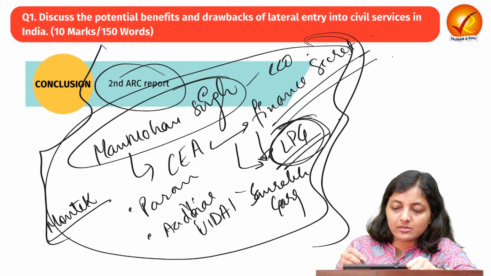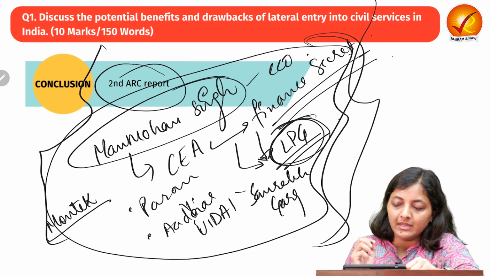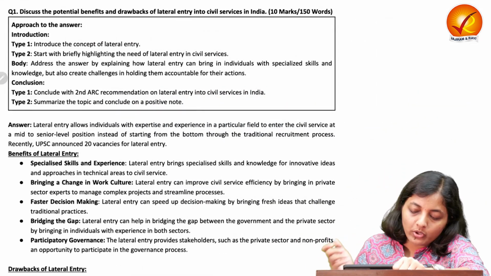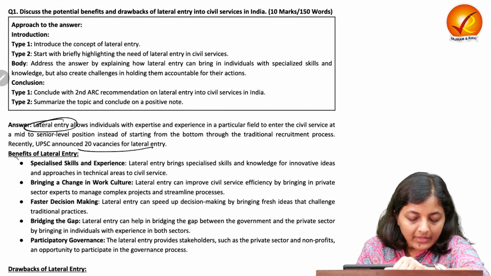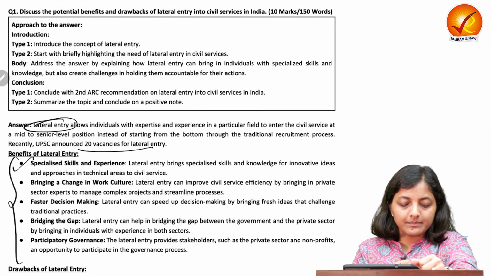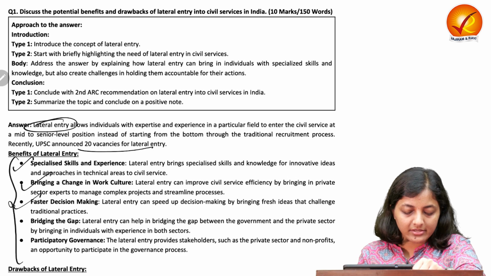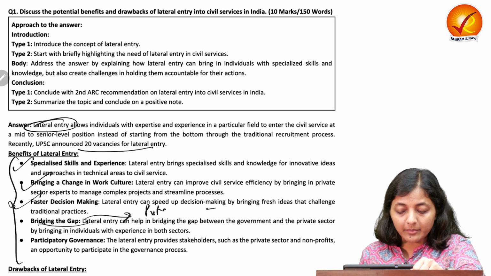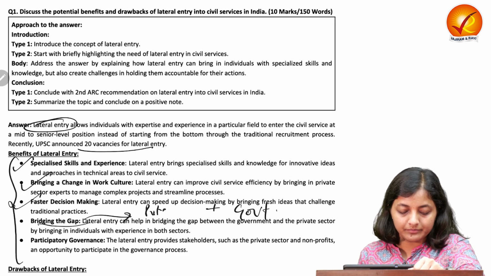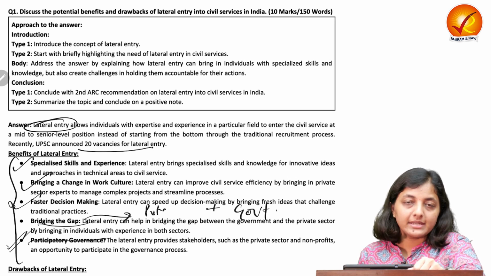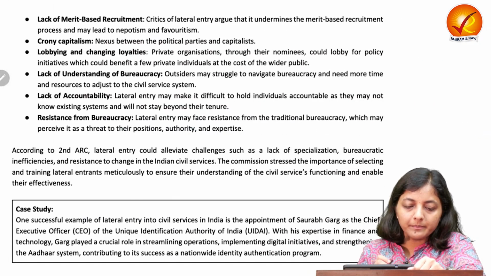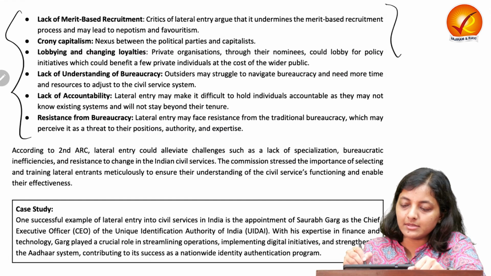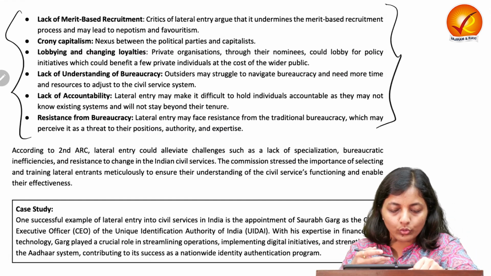Okay, so this was the first question. So let's see the model answer. The model answer starts with the lateral entry definition and the vacancies, then benefits: specialized skills, bringing a change in work culture, faster decision making, bridging the gap between the private sector, their demand, and the government sector. Next comes participatory governance. Then we see the drawbacks of lateral entry. We have almost seen more than this only.